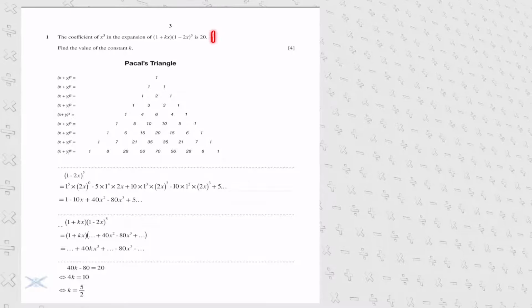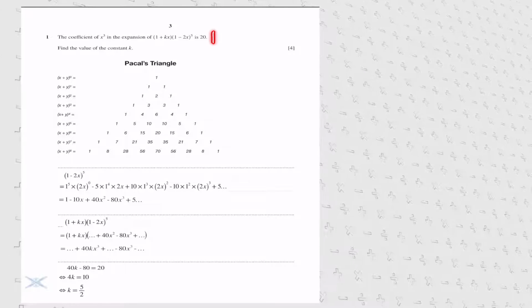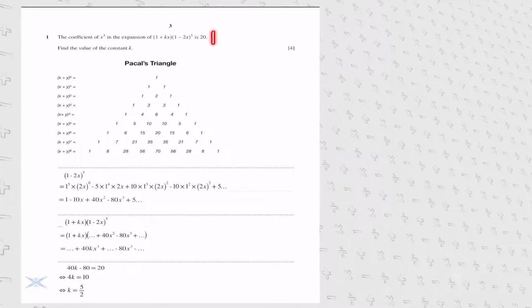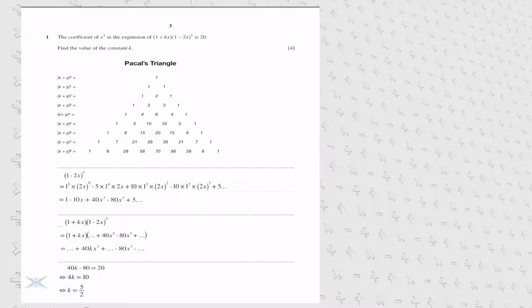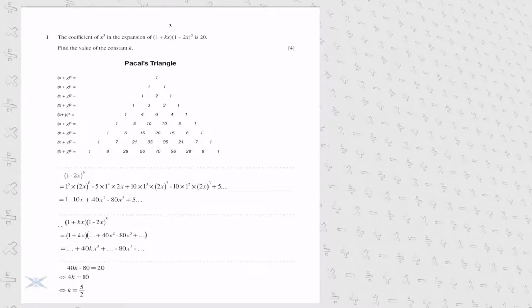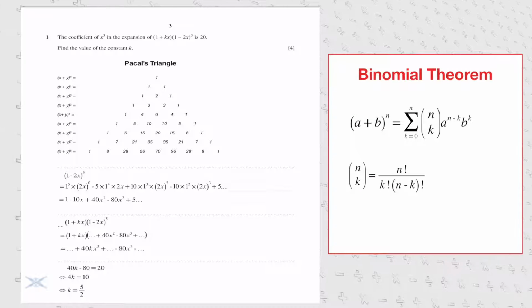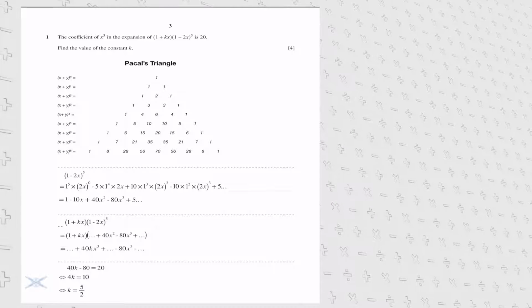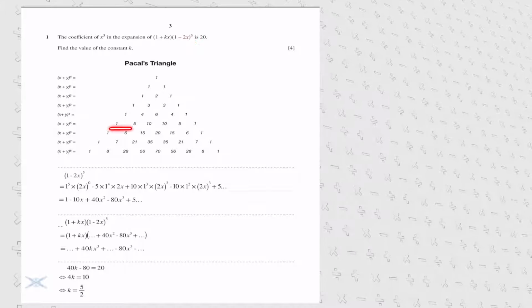Exercise 1 states that the coefficient of x cubed in the expansion of (1 + kx)(1 - 2x)^5 is 20. We are supposed to find the value of the constant k. Here we are required to work with the binomial theorem, which you're provided with on the right hand side of the screen. To make things easier, I inserted a part of Pascal's triangle here. What we will then do is apply it to the expression (1 - 2x)^5.